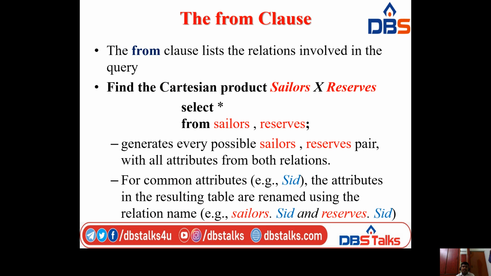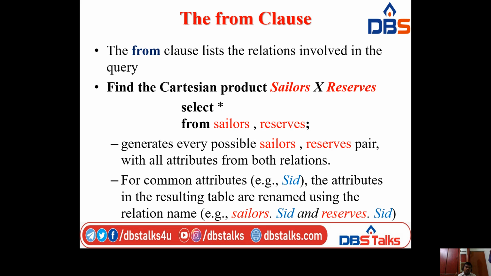Now coming to the from clause, which lists the relations involved in the query. From the from clause we can specify all the relations. Find the Cartesian product, sailors cross reserves. The from clause automatically calculates the Cartesian product. From that Cartesian product only, it can display the list of values.